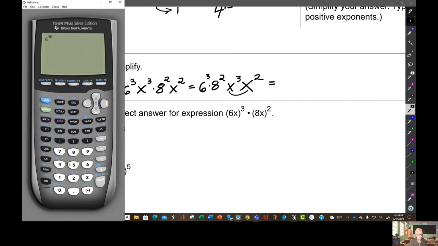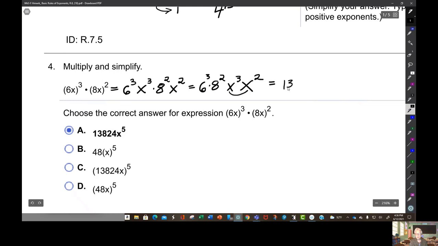Six caret 3, hit the right arrow key to come down, times 8 caret 2, and then hit the right arrow key again. 6 to the 3rd times 8 to the 2nd power, enter. 13,824 x to the 3 plus 2, which is 5. And this is our answer right here. We don't have to guess. Just go ahead and work the problem out.